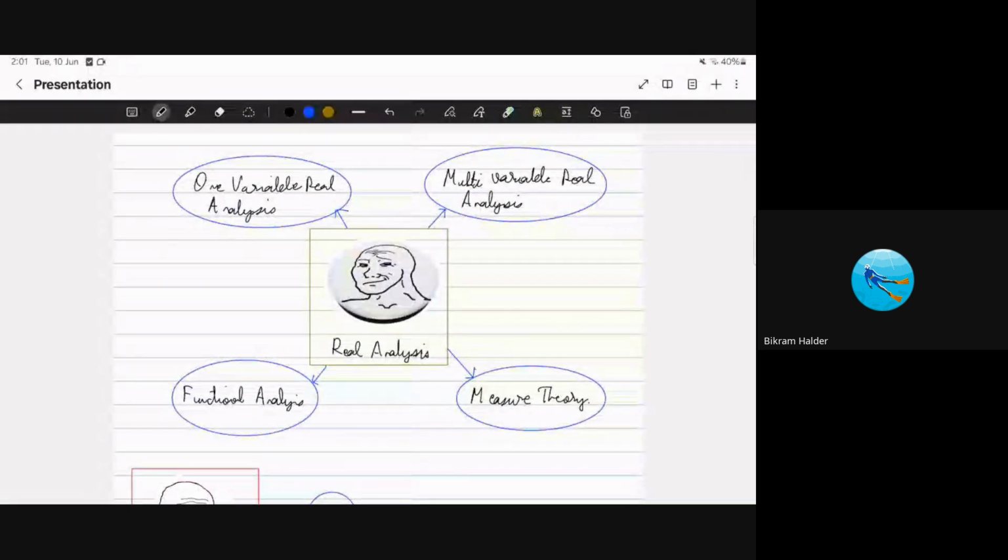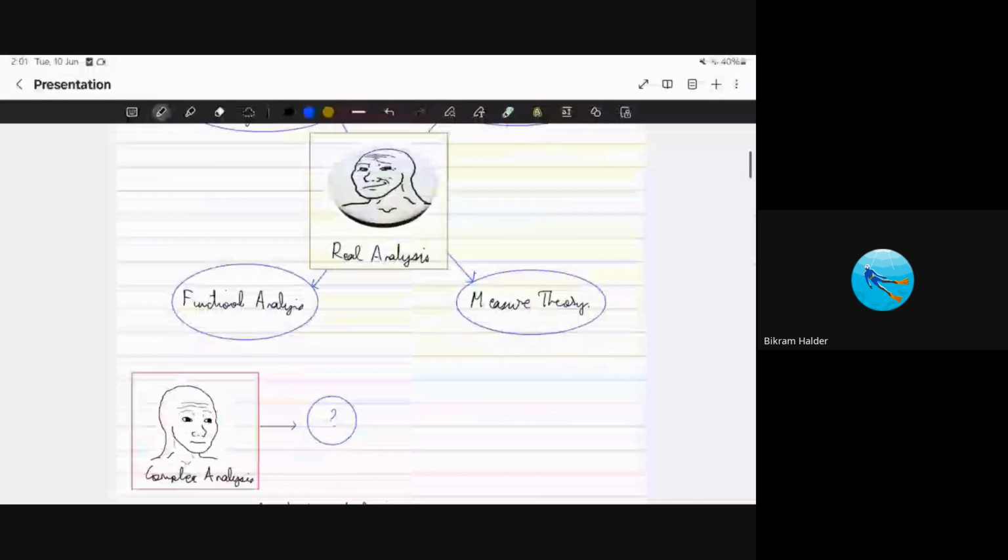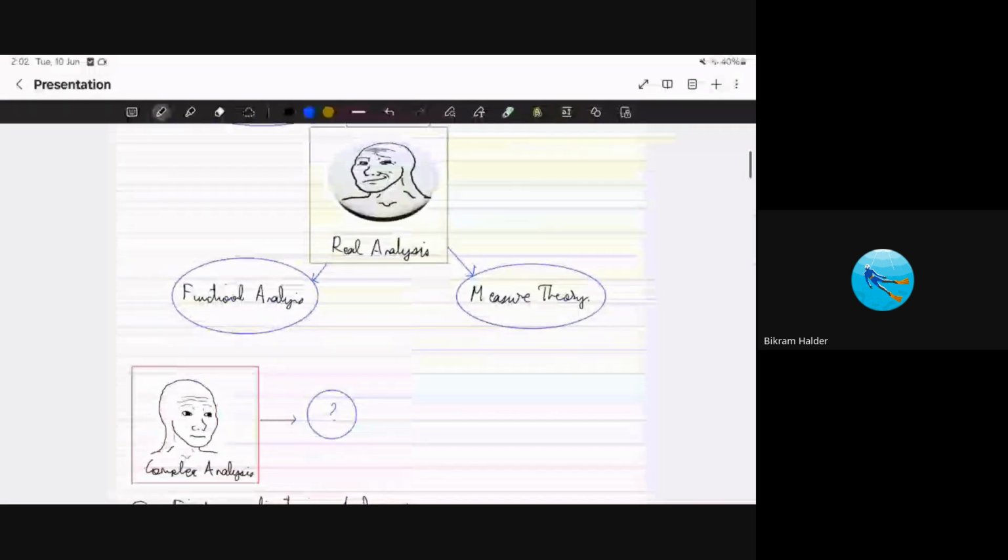We see real analysis and many other related subjects. We see multivariable real analysis, we see functional analysis, we see measure theory. But what about complex analysis? We never see several complex variables, or how the relation between complex manifolds and holomorphic functions, things like that, right? So why is this not a part of our system?